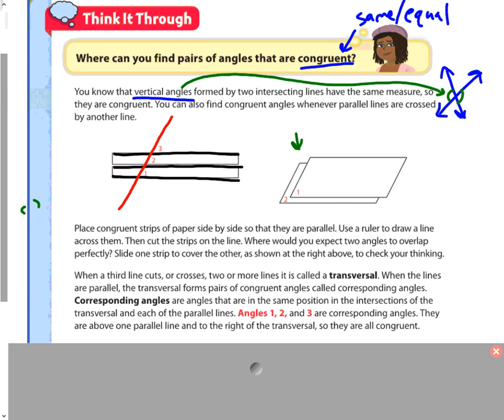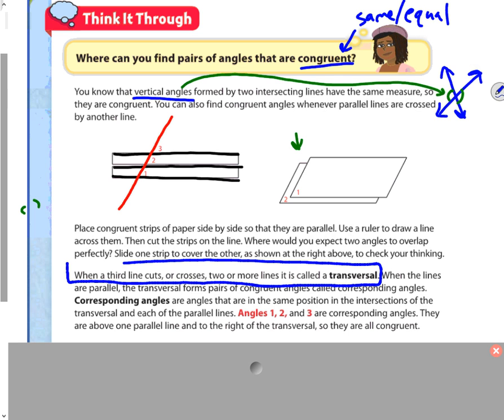When the third line cuts or crosses two or more lines, it's called a transversal. And this is actually one of our vocab words for the unit, so make sure you note this down. Maybe put a box around this. A transversal is when a third line cuts or crosses through two or more lines. And we're going to specifically look at it cutting through parallel lines.